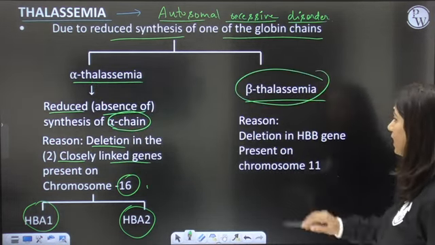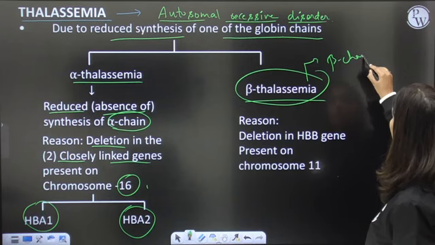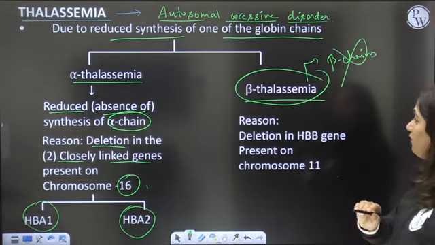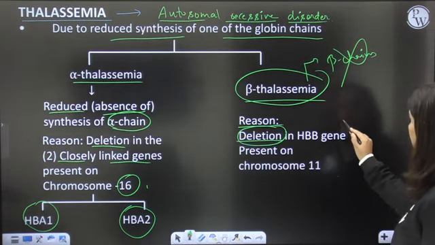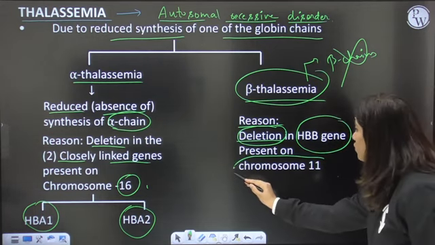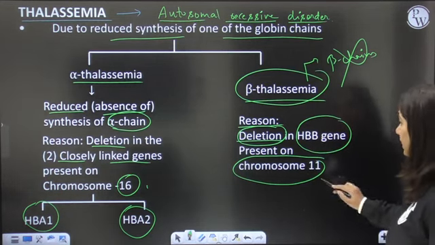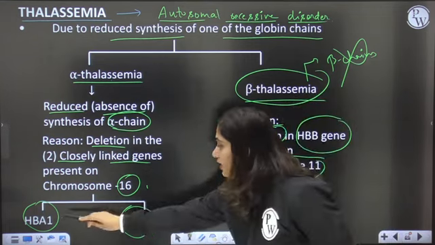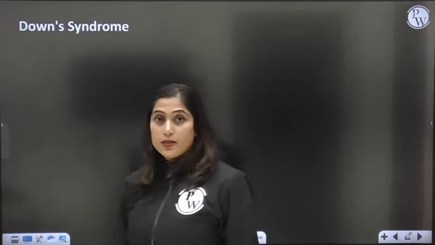In beta thalassemia, there is reduced synthesis of beta chains. The beta chains will not be formed or will be formed in very low amount, and the reason for this is deletion in the gene, and the name of the gene is the HBB gene, present on chromosome number 11. Okay, do not get confused, beta 11, alpha 16, HBA1, HBA2, HBB gene. Okay, so this is thalassemia. Now, Mendelian disorders are finished. Now we discuss the non-Mendelian or chromosomal disorders.